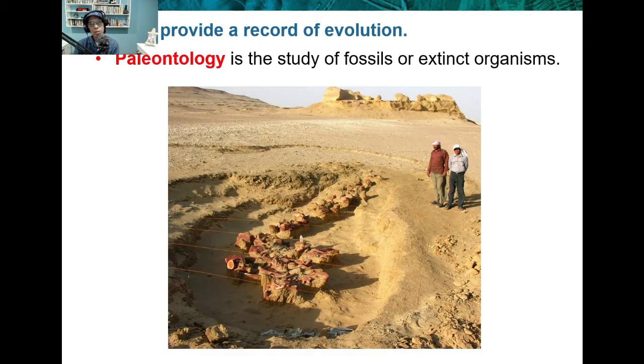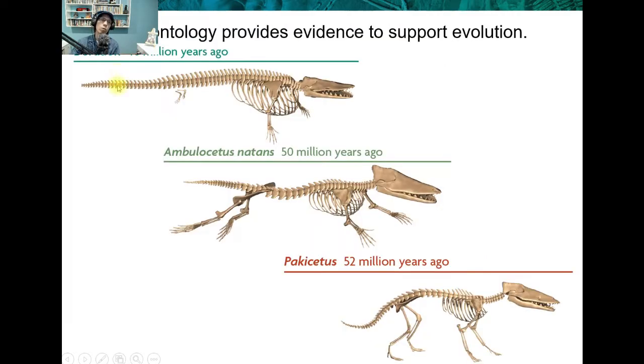Okay, so if you look at the picture here, these are paleontologists. This is a fossil remain. So, 40 million years ago, ito yung organism, 50 million years ago, and 52 million years ago. If we look at this, evolutionists would say there are similarities. Okay, so these are the ancestors of the modern organisms that we have now. That is why they use paleontology as an evidence to support evolutionary claims.